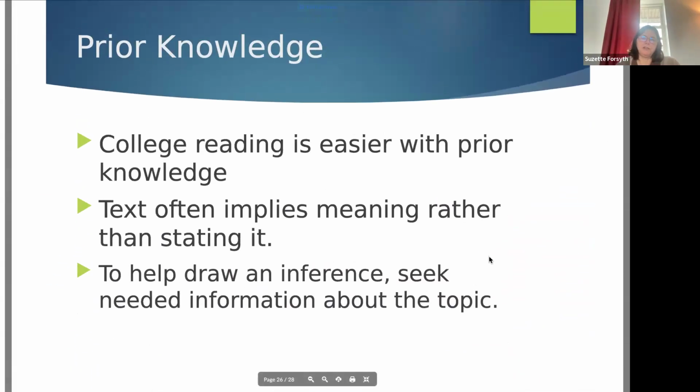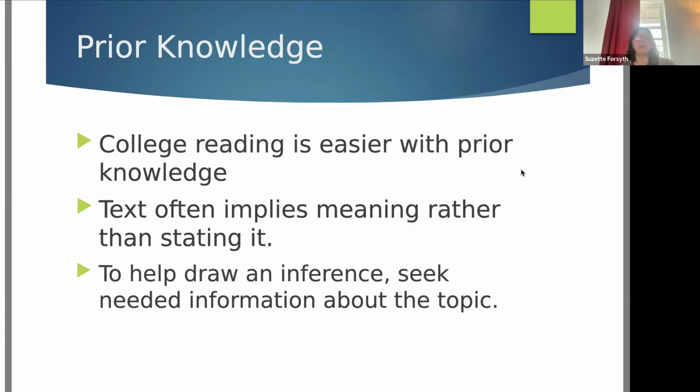And prior knowledge: when you're reading college textbooks, the more you know about the subject, the easier the reading is going to be. The less you know, the harder it's going to be. And that's why I said before that your first classes in any discipline are going to be the hardest, because that's where you have to build a box of knowledge about it. And you have to learn all the jargon, all those words that are used in that discipline. So it's harder to draw inferences when you don't have any background knowledge related to the topic. So as you move along and you get that background knowledge, it will get easier.